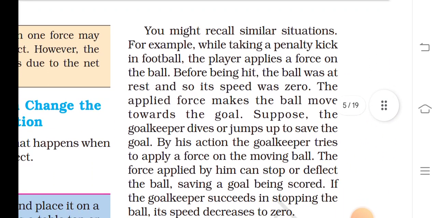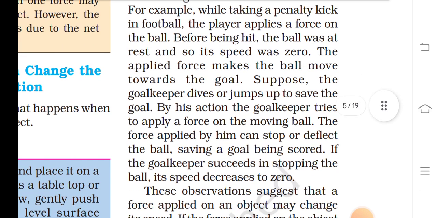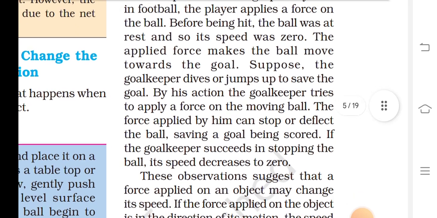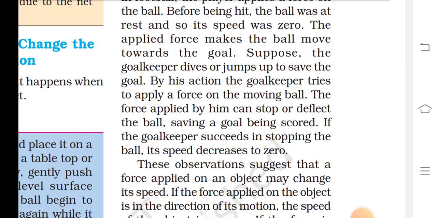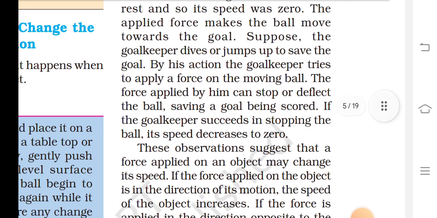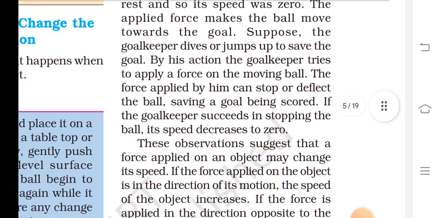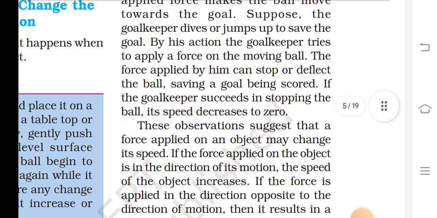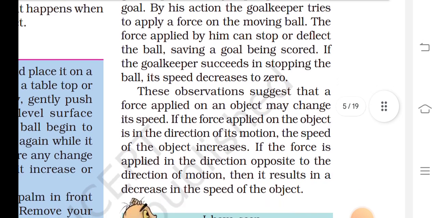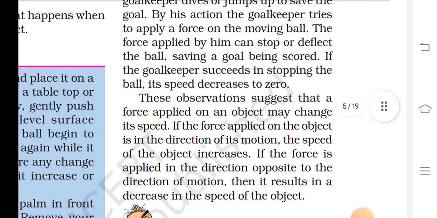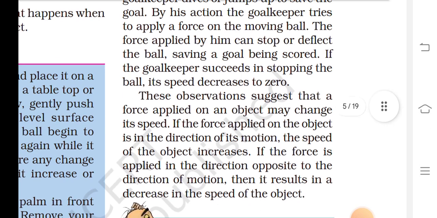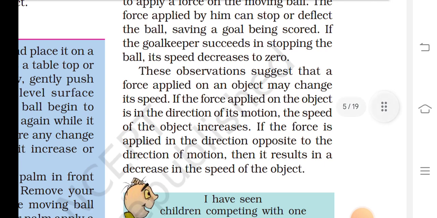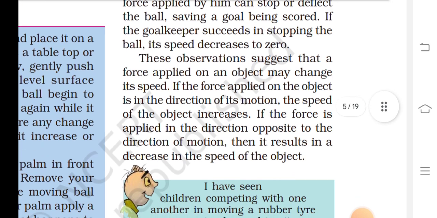You might recall similar situations, for example, while taking a penalty kick in football, the player applies a force on the ball. Before being hit, the ball was at rest, and so its speed was zero. The applied force makes the ball move towards the goal. Suppose the goalkeeper dives or jumps up to save the goal. By his action, the goalkeeper tries to apply a force on the moving ball. The force applied by him can stop or deflect the ball, saving a goal from being scored.